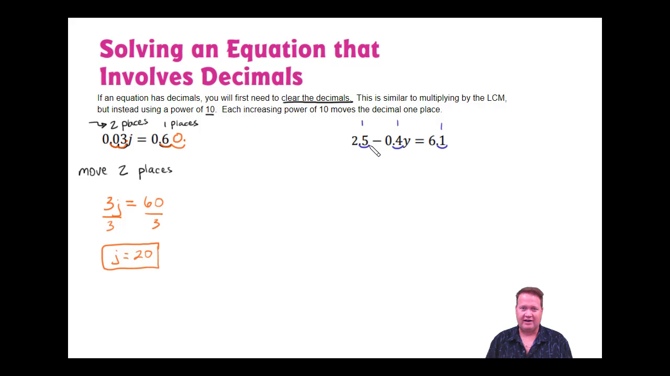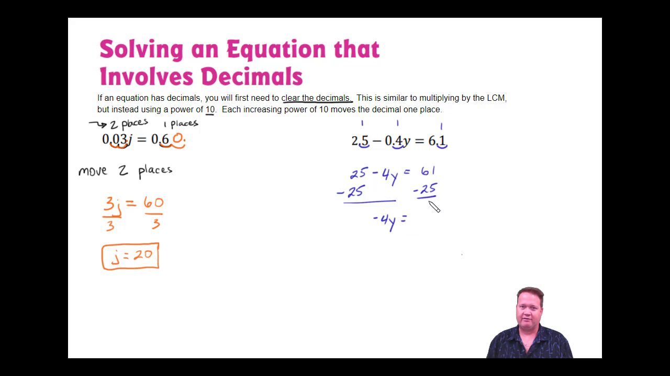So instead of 2.5, that number is now going to be 25 minus, and instead of 0.4, it's now just going to be 4y equals, and this number is going to be 61. So now we're down to an equation with no decimals at all because we moved it. We cleared the decimal, and then we always do our adding and subtracting step first, which is to get rid of that 25. And that leaves me, don't forget the negative sign, please. Don't drop those, negative 4y.